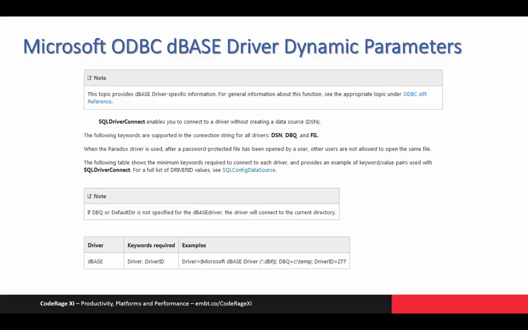So these are the bare minimum parameters you need to set in order to connect to a dBase table. You can see at the very bottom a quick sample. You just need to define the driver, which is the Microsoft dBase driver, and the default data directory. You can omit this one. As the note says, it will use the current directory. And the third required parameter is the driver ID. In the previous page, you could see the driver ID belonging to each one of the dBase versions you want to connect to.